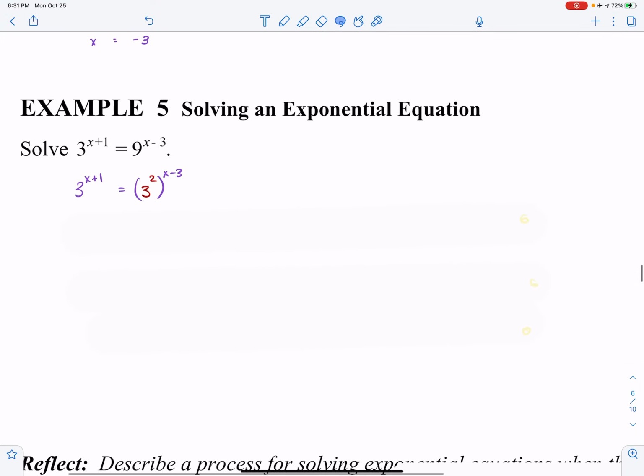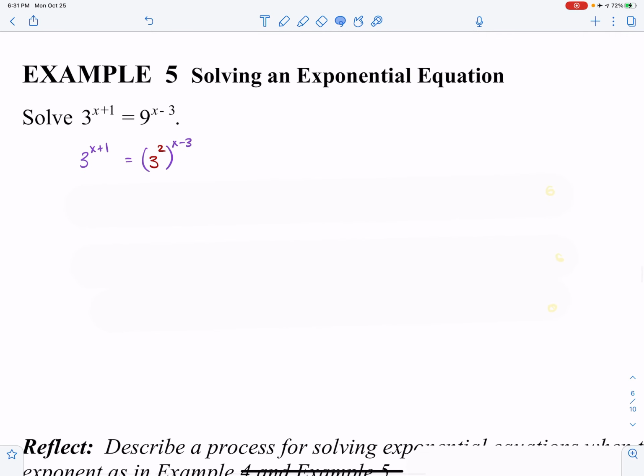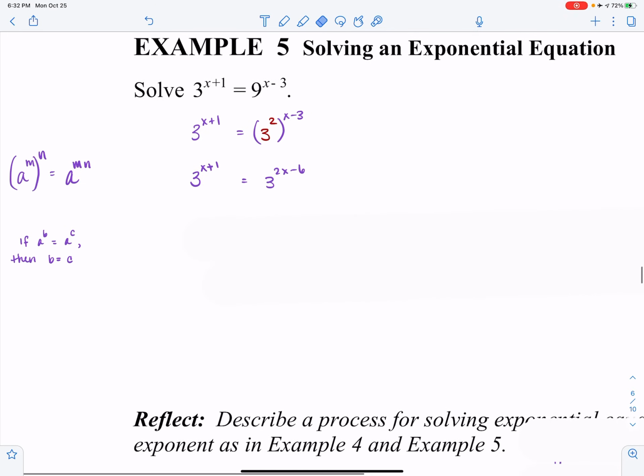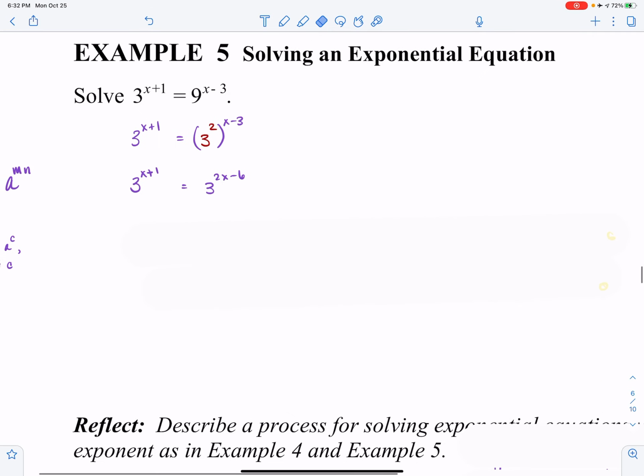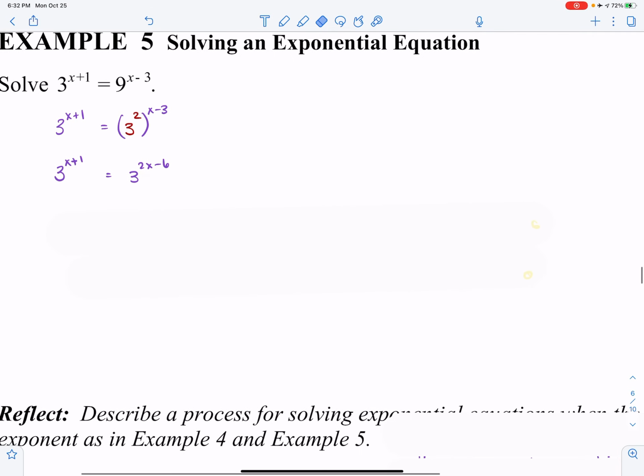So let's implement that rule here on the right side of our equation. We're raising a power to a power, so we're going to multiply our powers together. Don't forget to distribute, so that'll be 2 times an x and 2 times a -3. Well, now we have our bases are alike, so we can say that our powers must be equal to each other. So I'm going to set up a mini equation that says power equals power.